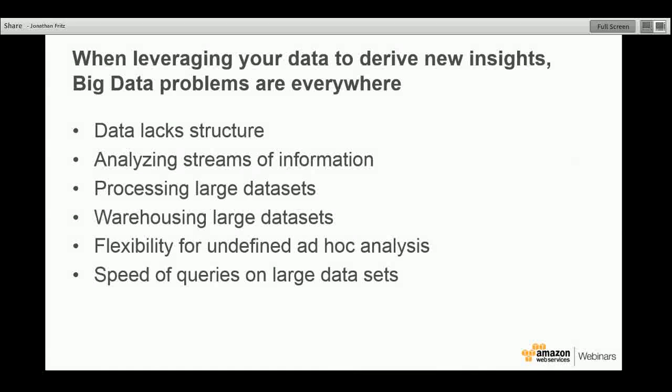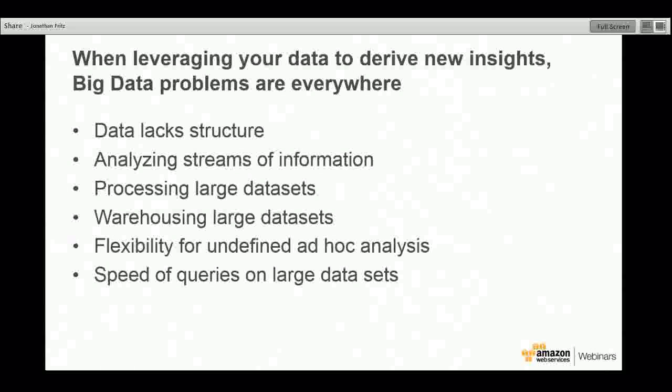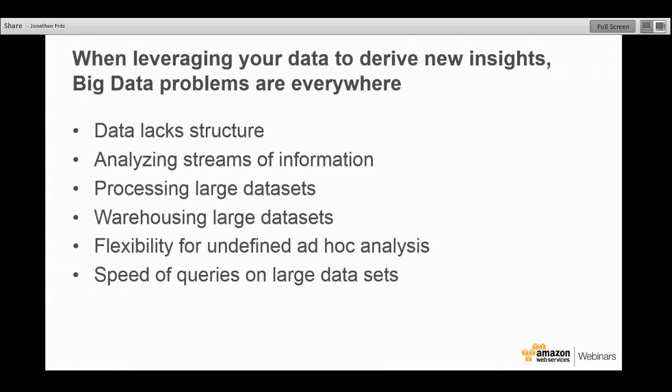You need to be flexible for undefined and ad hoc analysis. A lot of times, you don't necessarily know the types of questions that you want to ask when you're building your architecture, and you need to be able to be agile in using new tools and accessing new types of data to dive deep and figure out the types of answers that you're looking for.